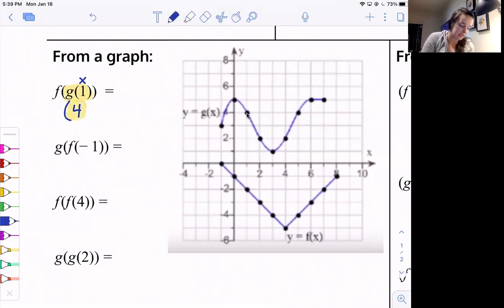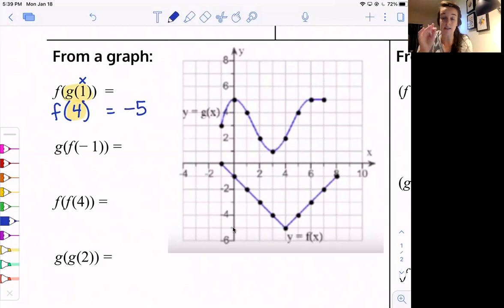I still need to find f now, f of 4. So this is actually asking when x equals 4, where's the f value, right? Or where is the f function? So from my origin, I'm going to go out to x equals 4, and I'm looking for my f function, which is that bottom, the absolute value there. So I'm looking down here. And the height of the f function there is negative 5, right? So I would say that this is equal to negative 5.